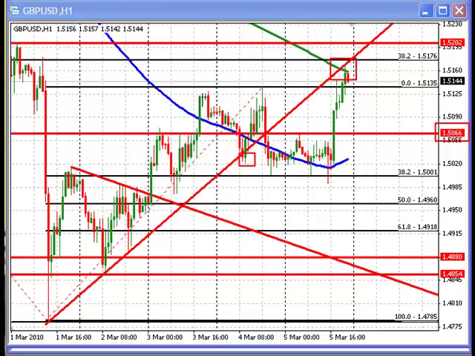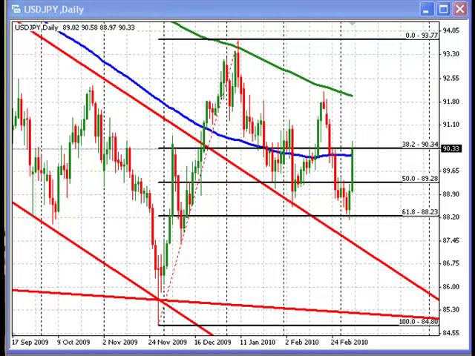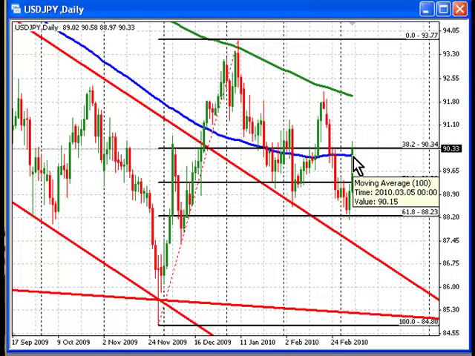Let's look at the dollar versus yen. Here we do have the 100-day moving average, which comes in at the 90.15 level. The market's trading at the close of the week at 90.33, which is bullish for that currency pair, being able to close back above the 100-day moving average.